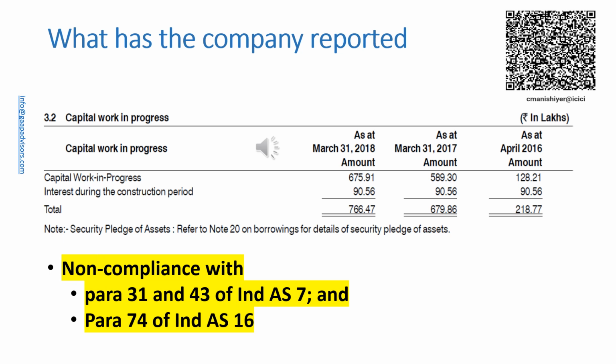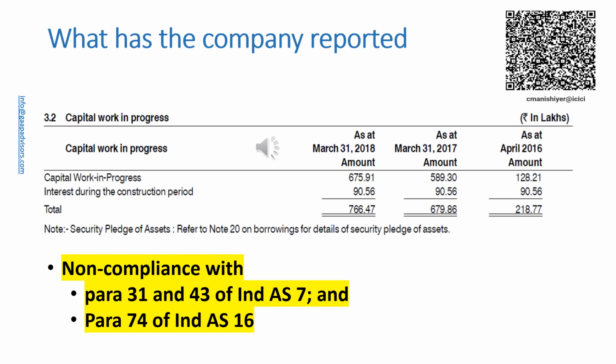The company has reported cash flows of interest paid as cash flows from purchase of fixed assets. It is not in accordance with para 31 of Ind AS 7. Further, the amount of interest capitalized includes accrued interest, which is a non-cash item. Therefore, the company has not complied with para 43 of Ind AS 7, which prohibits non-cash items from being reported as investing activities.